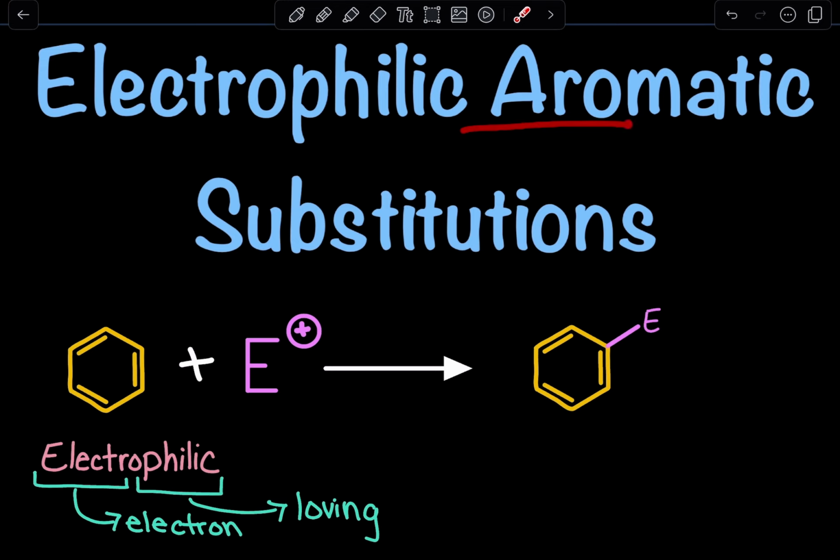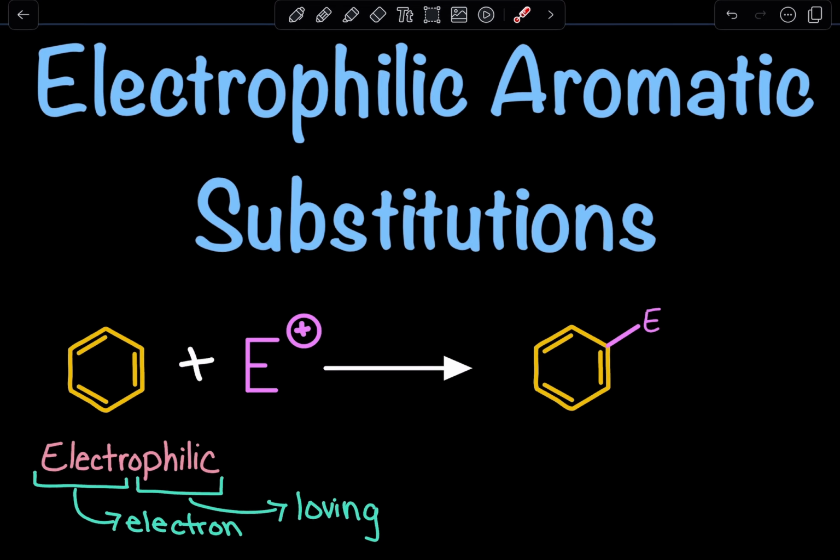And then we have something that is aromatic. Remember that aromatic is simply something that exists in a ring structure and has those conjugated pi bonds. Now, here we have a benzene ring, which is the classic example of something that is aromatic, but we could have other aromatic molecules in this mechanism. And then lastly, this is a substitution reaction.